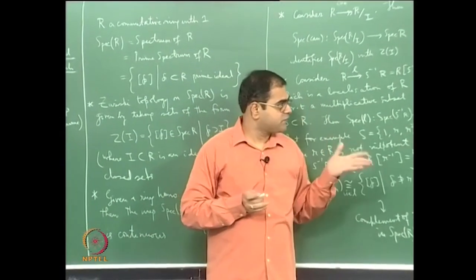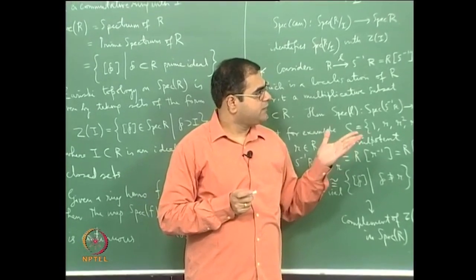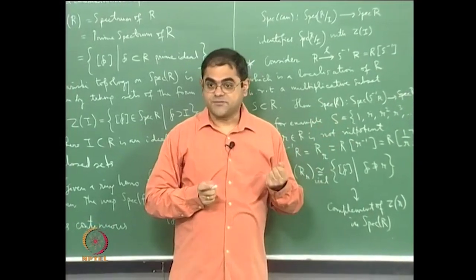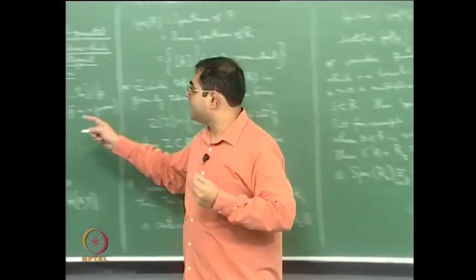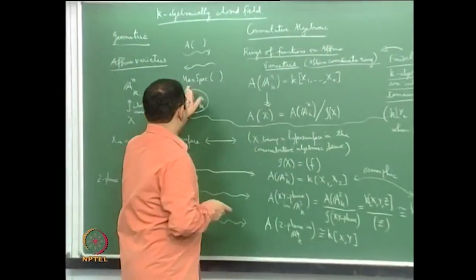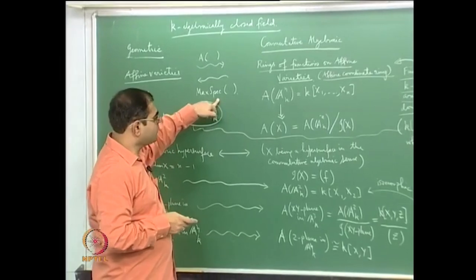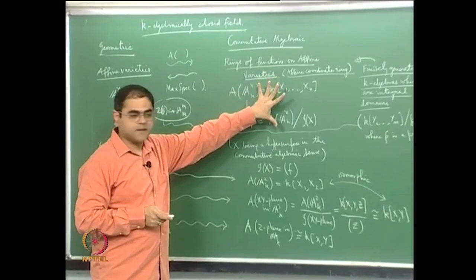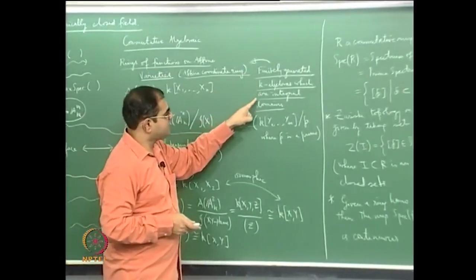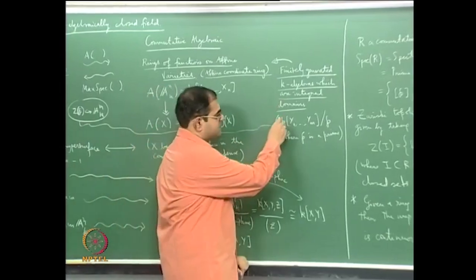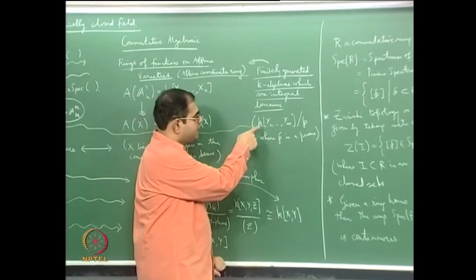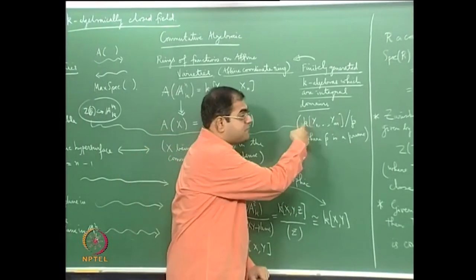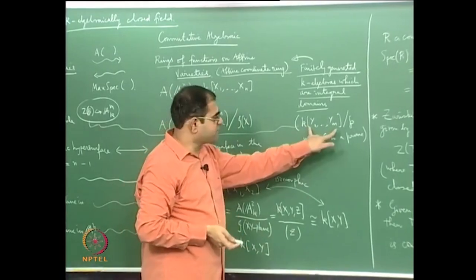You should therefore feel that you should be able to catch the space from the ring of functions. So I'll tell you what the arrow is. What is this Max Spec? It's very simple. You give me anything on this side, namely a finitely generated K-algebra which is an integral domain, for example, something like this. Then, of course, this is also a commutative ring with one. All right, take its spectrum. Take Spec of this.